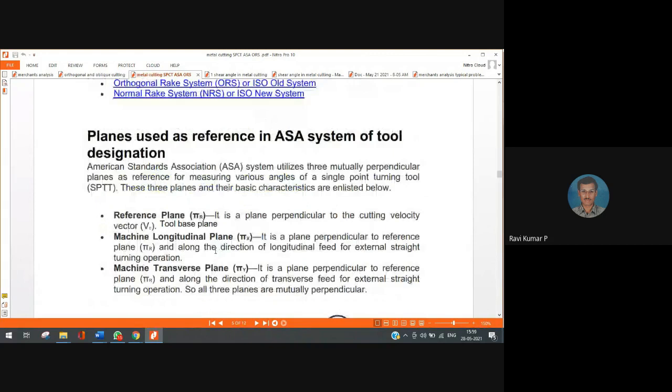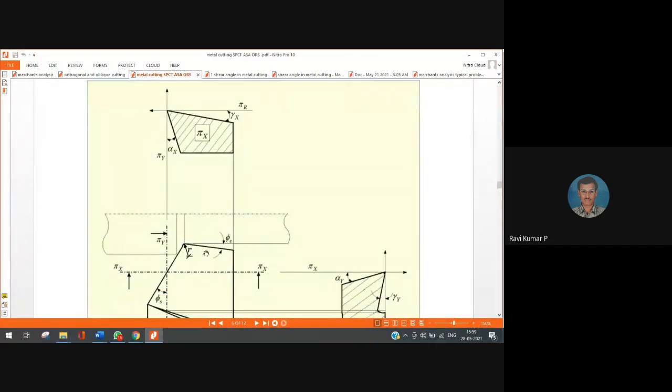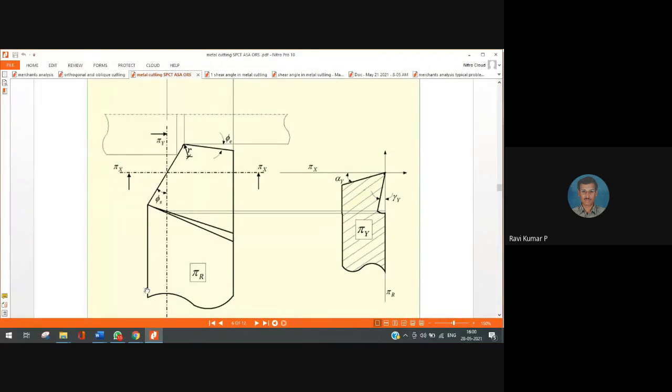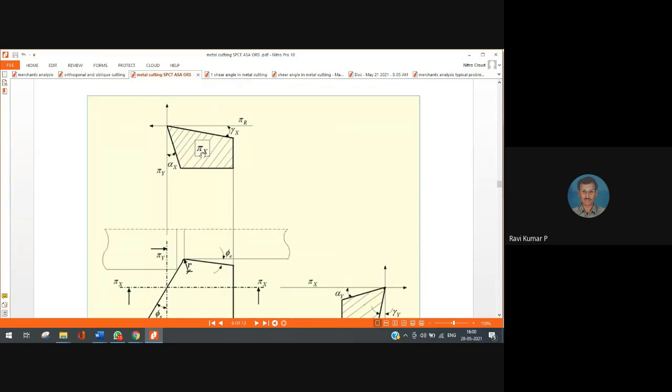When I take up the ASA system, I define the angles in three planes: reference plane or tool base plane, machine longitudinal pi x plane, and machine transverse pi y plane, right? This is the view I get in the top view or the tool base plane: end cutting edge angle, side cutting edge angle. For the side cutting edge, if I cut it and remove this front portion, see what appears. This is the pi x plane, which is parallel to the axis of the machine, right?